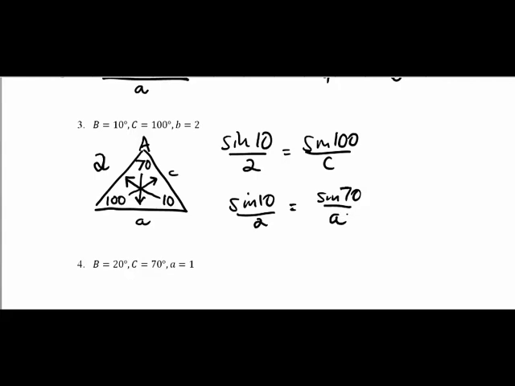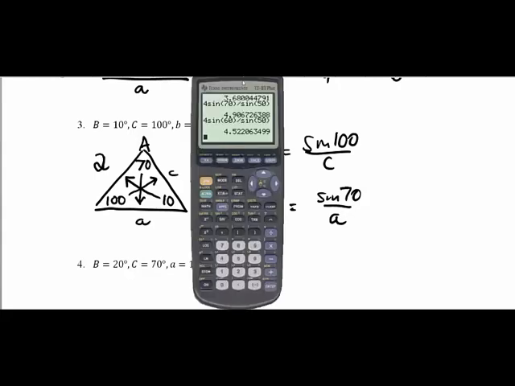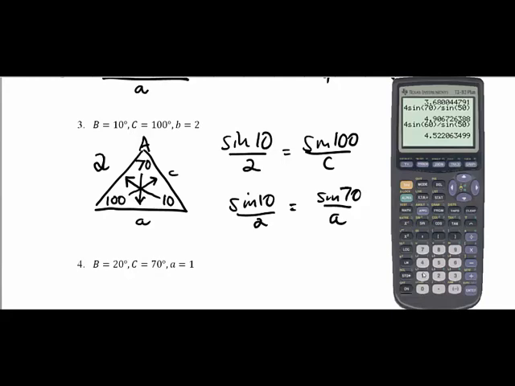So it's time to get the graphing calculator out, and it's time to do the problem. 2 times sine of 100 divided by sine of 10.